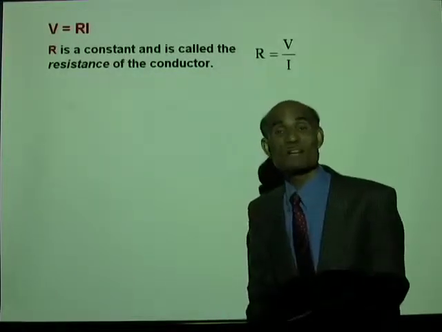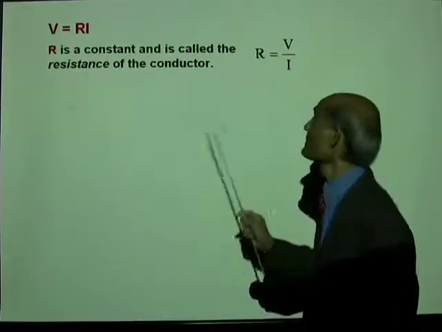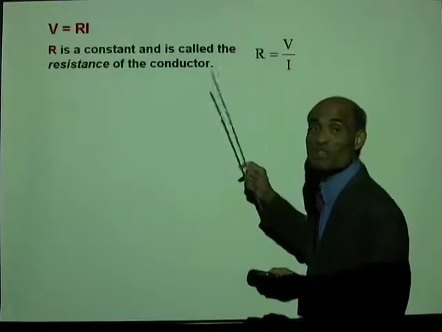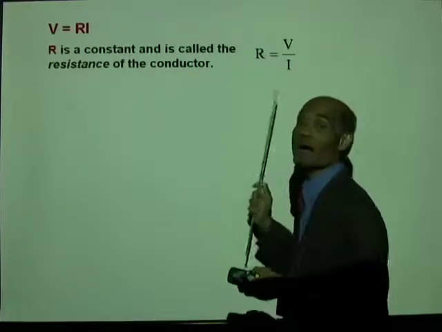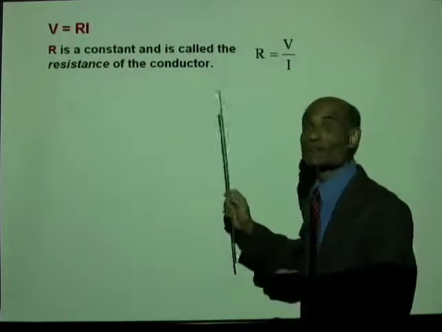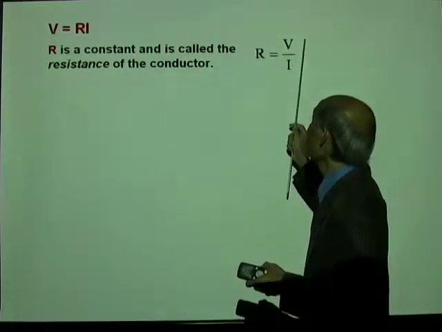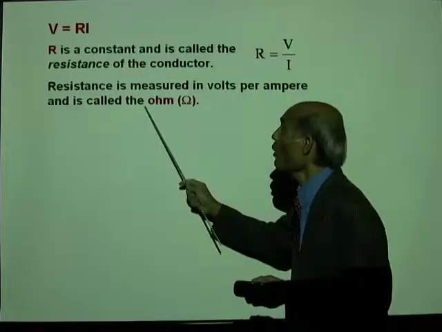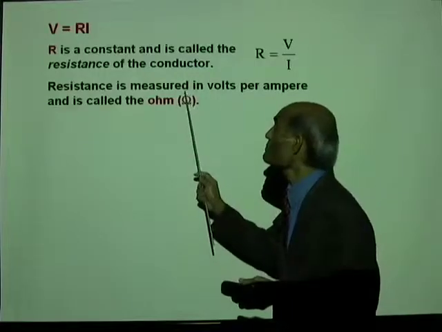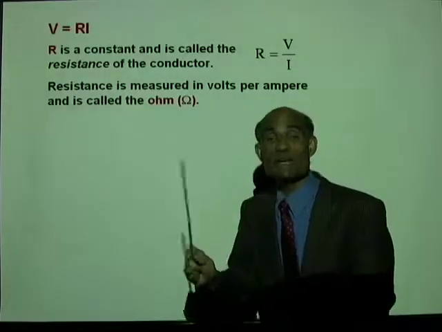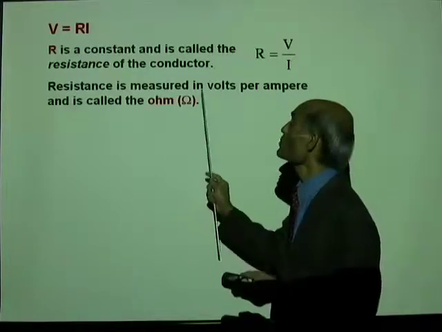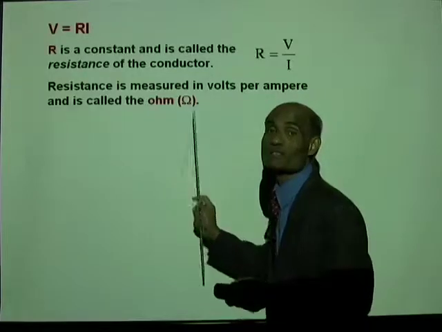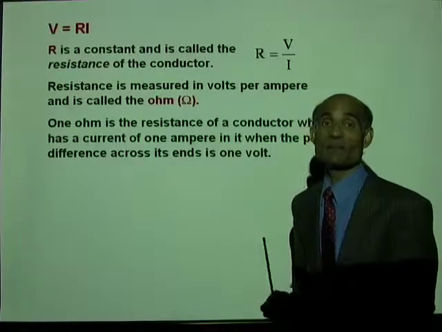What is the unit for measuring resistance of a conductor? Potential difference is measured in volt. Current I is measured in ampere. So resistance will be measured in volts per ampere, and it is called the ohm. We will represent that by the uppercase Greek letter omega. So resistance is measured in a unit called ohm, represented by the uppercase omega.